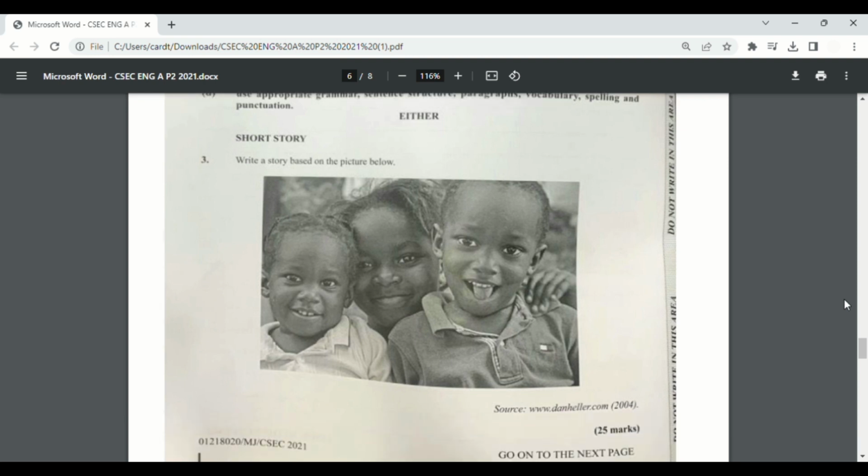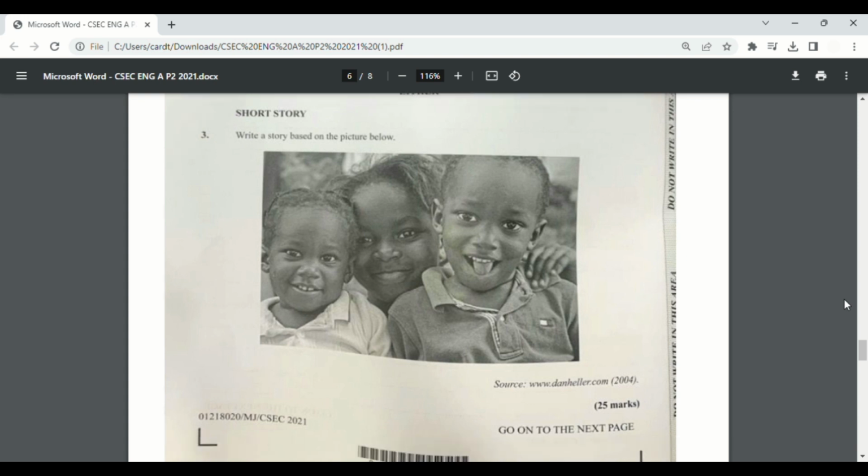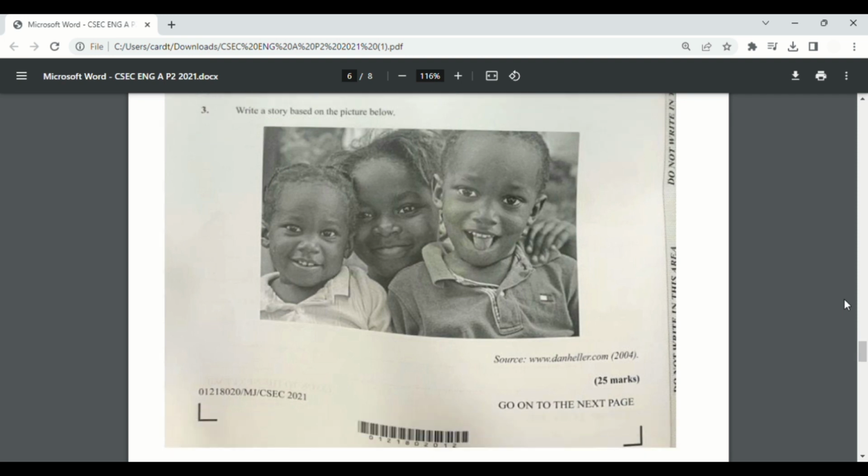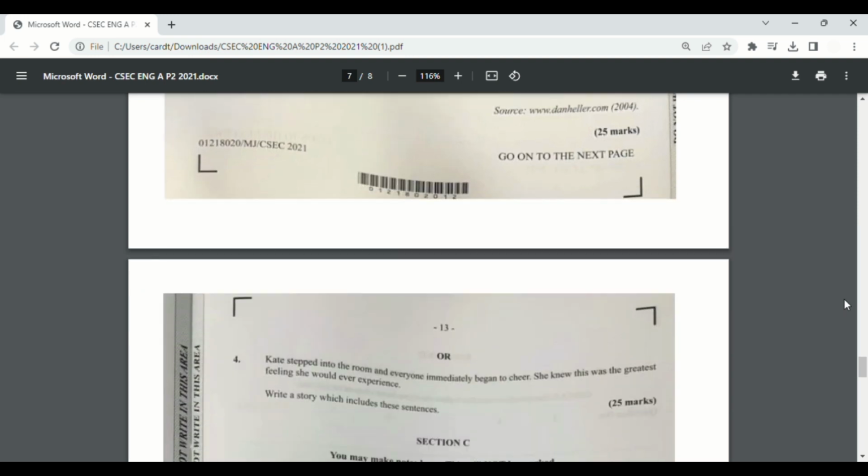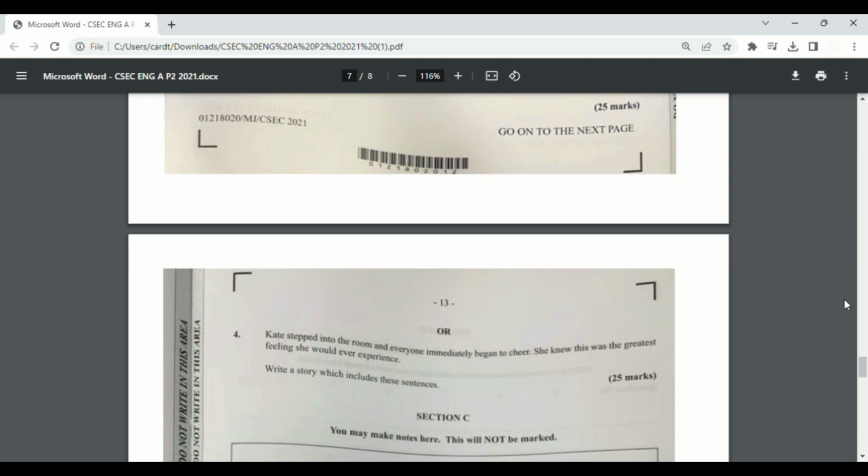So this is either this picture right here. Let me tell you the source. You can see these three kids. The girl here looks so mad doing this. So either way, let's move on. Either you write based on that picture or you write about this.